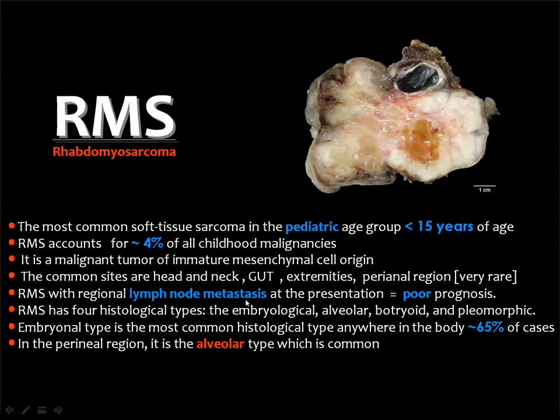Rhabdomyosarcoma with regional lymph node metastasis at presentation indicates poor prognosis. And you remember that rhabdomyosarcoma may have four histologic types: the embryonal type, the alveolar type, the botryoid type, and the pleomorphic type. The most common type is the embryonal type anywhere in the body, but the alveolar type is common in the anal area.